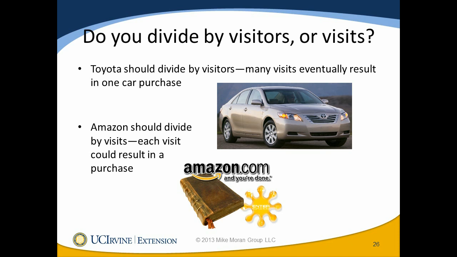So if you know it's the same person coming back, then you want to divide by visitors and say that's my conversion rate. On the other hand, Amazon ought to divide by visits, because if you come to the Amazon site 3 times, you might actually buy 3 times. And so it depends on what kind of product you have, whether you divide for your conversion rate by visits or by visitors. And so you need to think about that carefully.